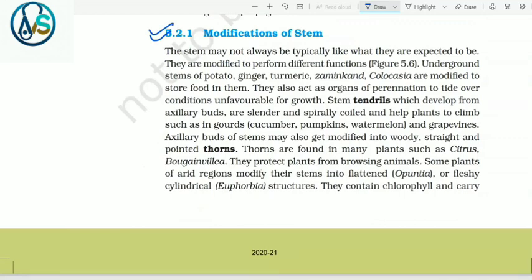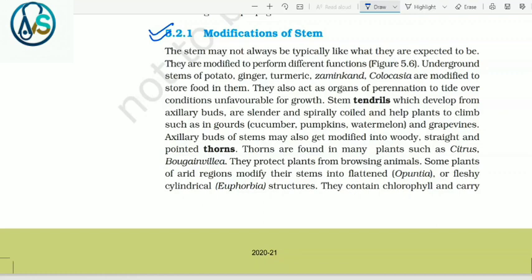The stem may not always be typically like what it is expected to be. They are modified to perform different functions. Underground stems of potato, ginger, turmeric, zaminkand and colocasia are modified to store food in them. They also act as organs of perennation to tide over conditions unfavorable for growth.